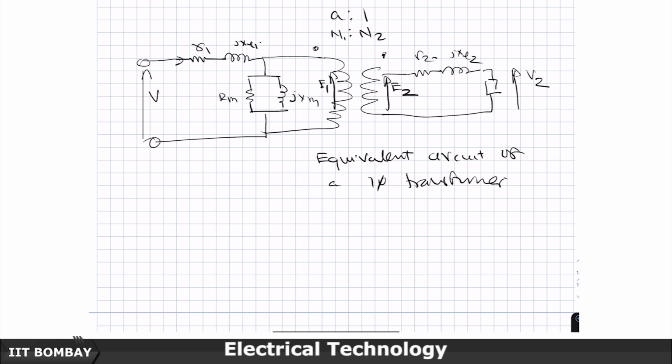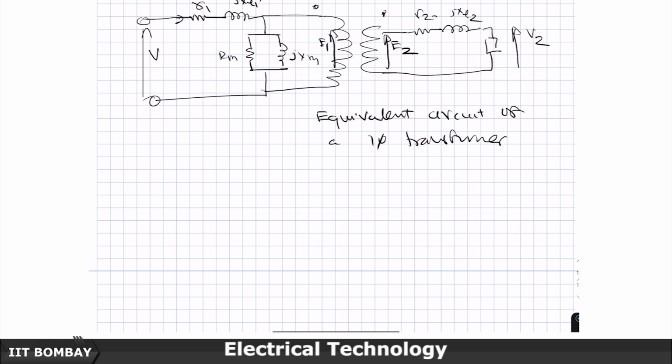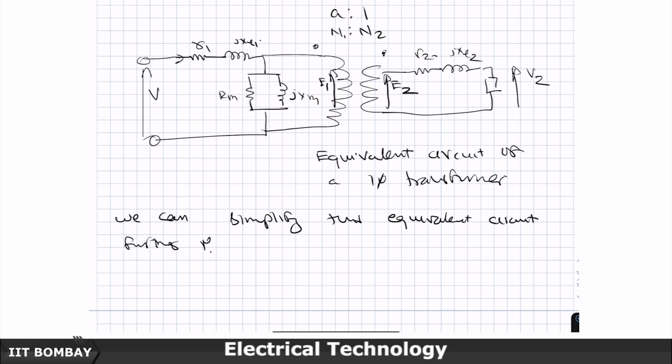We can simplify this equivalent circuit further. How? By two things. One, we are going to eliminate this ideal transformer in between, so that we have a simple RLC kind of circuit, that is our aim to reach. So, we will use some trick and eliminate this ideal transformer. That will give us a circuit which looks more like a T circuit, this and some equivalent impedance here.